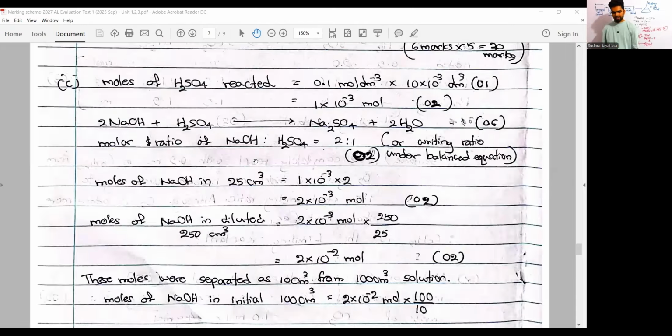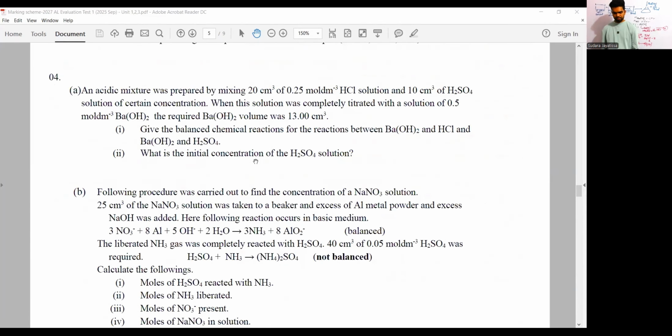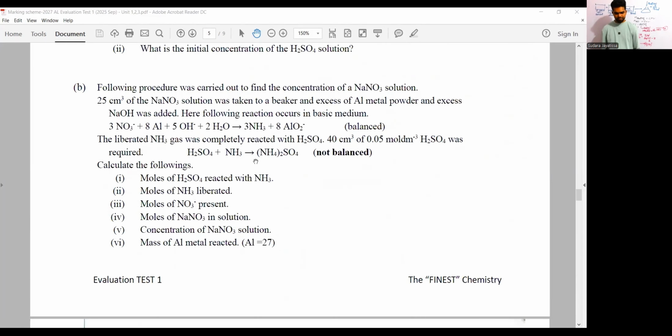Right, now shall we go and check part B of that question? Look at that question. The following procedure was carried out to find the concentration of NaNO3 solution. 25 cubic centimeters of NaNO3 solution was taken into a beaker, and excess aluminium metal powder and excess sodium hydroxide was added. The following reactions occur in the basic media.